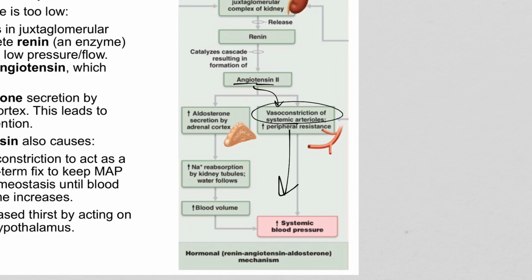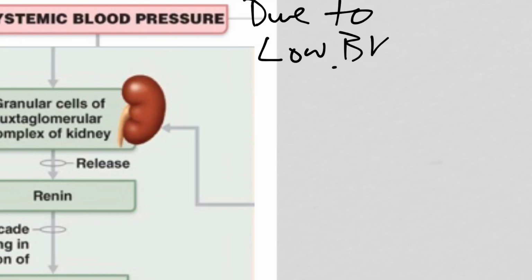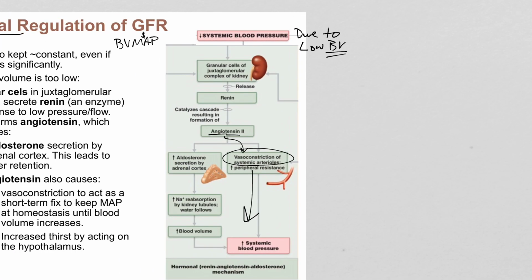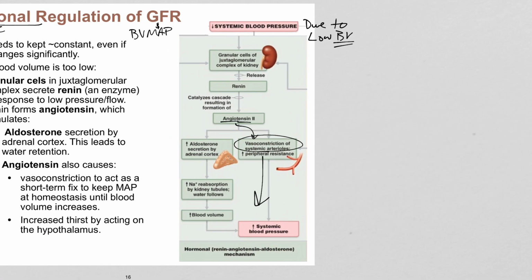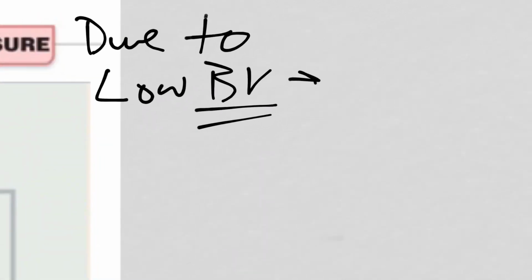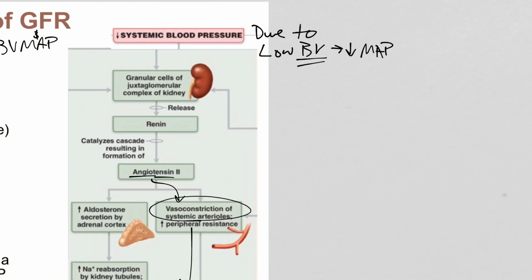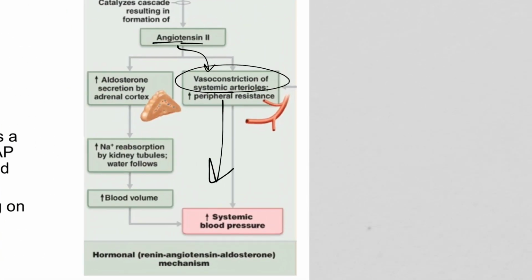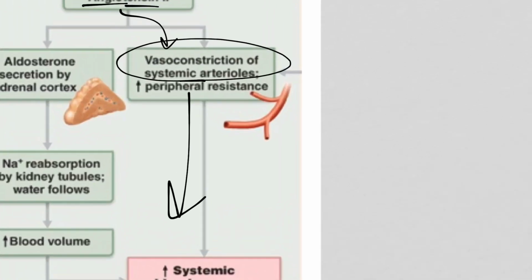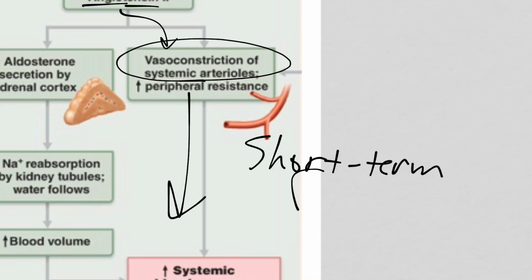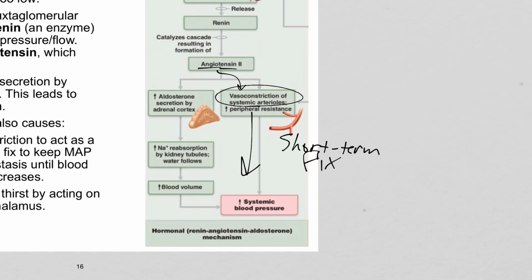The problem is our initial issue was blood volume, okay? Low blood volume is a problem because low blood volume leads to low blood pressure, but this vasoconstriction, it solves the pressure problem, but it really doesn't solve the volume problem. And so I say this is a short-term solution, a short-term fix.